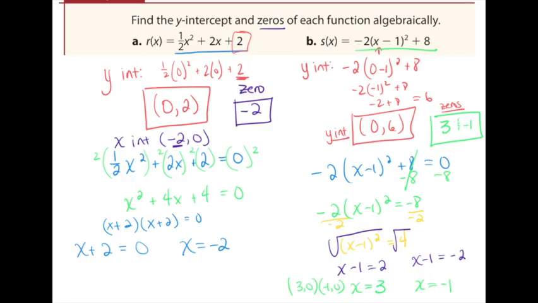So 2 different types of forms, standard form, vertex form. If you can factor your standard form, factor it and set it equal to 0. For vertex form, just move your k value over, divide by that a, and then square root and solve.